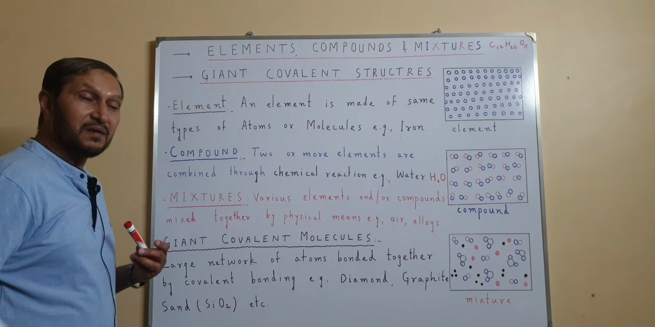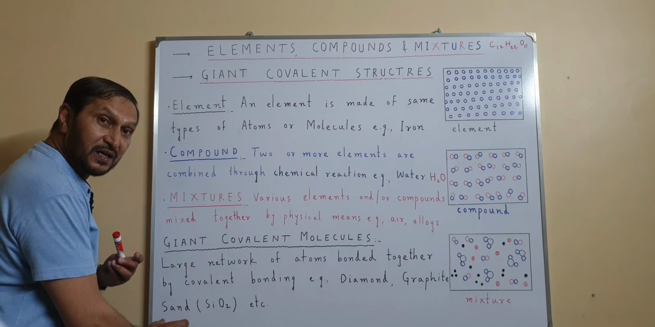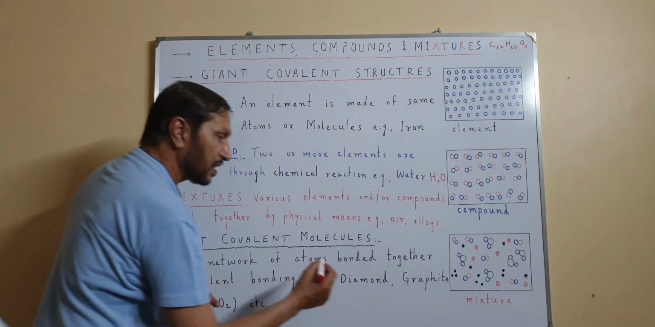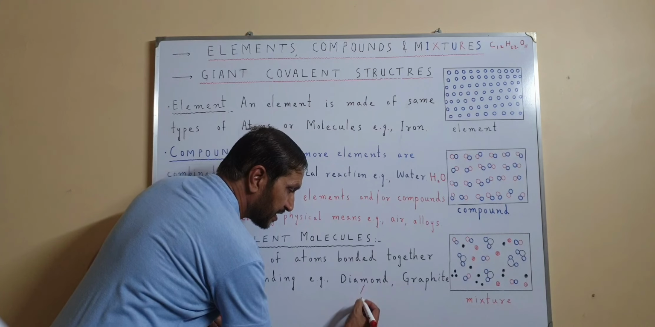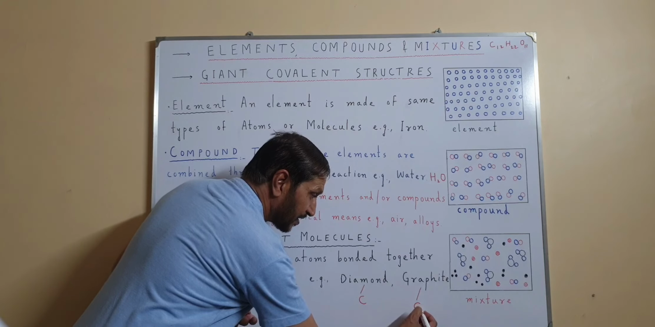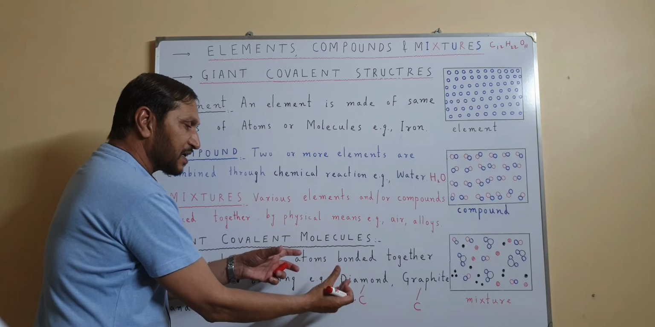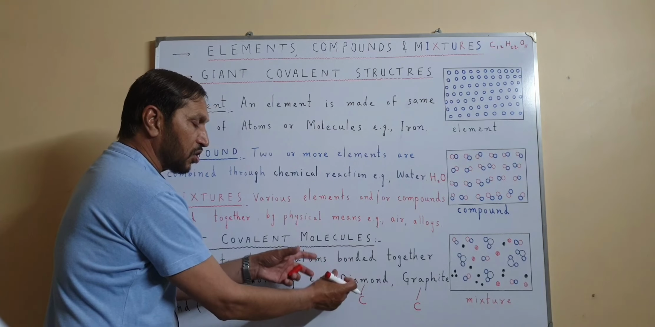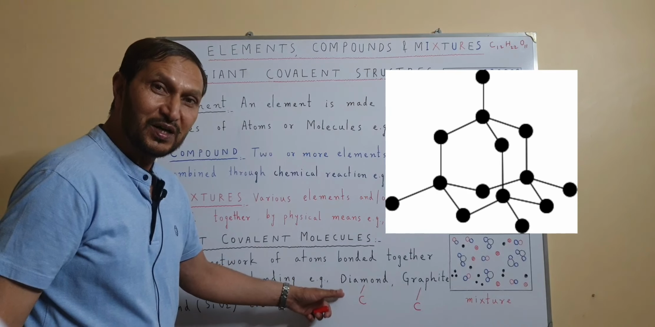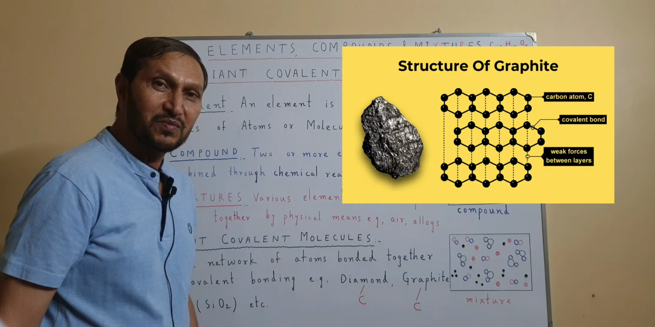Another example of the macromolecule or the giant covalent structures is sand. SiO2 is its formula. Chemically, diamond is carbon. Similarly, graphite is chemically carbon, but the atoms are arranged differently through covalent bonds, and they are forming giant structures. Diamond is also a macromolecule, a giant structure, a giant covalent molecule. Similarly, graphite is also a giant covalent molecule.